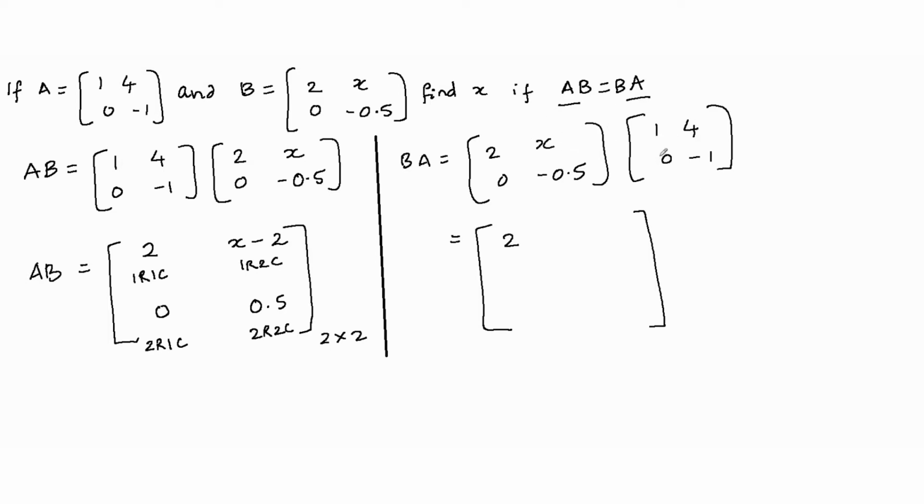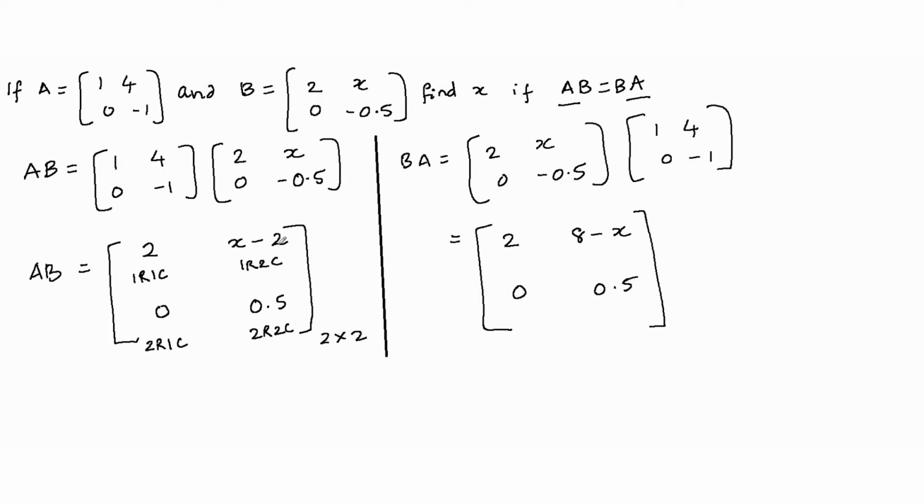So 2 4s are 8. 8 and x into minus 1 is minus x. So this is 8 minus x. Then second row, first column. So 0 into 1, 0. 0.5 into 0, 0. So this is 0. And second row, second column. 0 into 4 is 4. And minus 0.5 into minus 1 is plus 0.5.